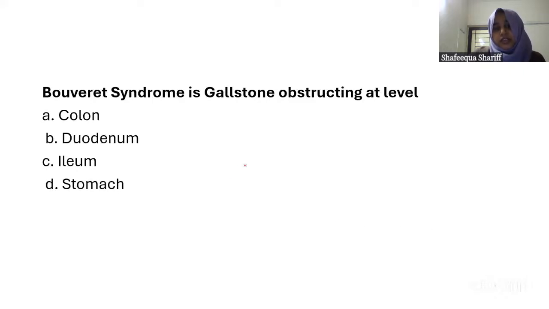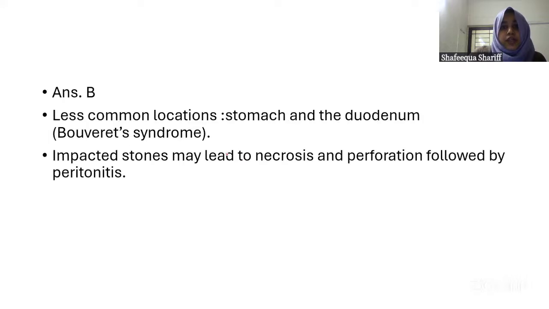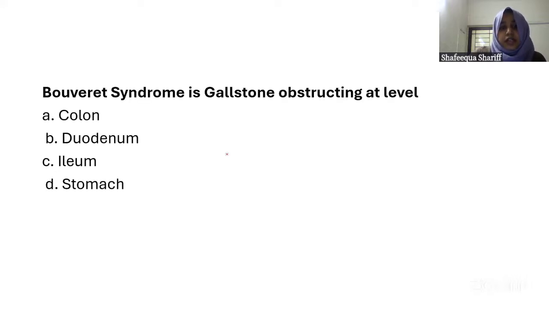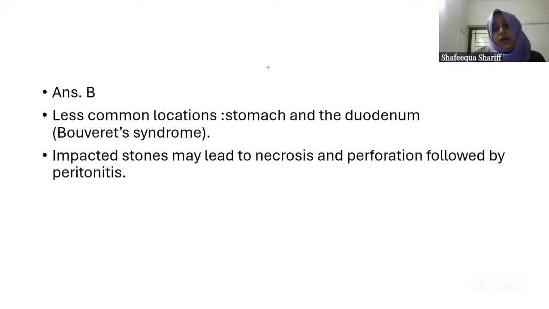What is Bouveret syndrome? Whenever the gallstone, I showed you the path where it enters the second part of the duodenum and obstructs, right? So Bouveret syndrome is an obstruction by the gallstone at the level of the duodenum. The other locations are less common. So when it obstructs the duodenum, it is called Bouveret syndrome. Sometimes it obstructs the stomach, and both of them may present with features of gastric outlet obstruction. This impacted stone may lead to necrosis and perforation and may follow with peritonitis or formation of a fistula.